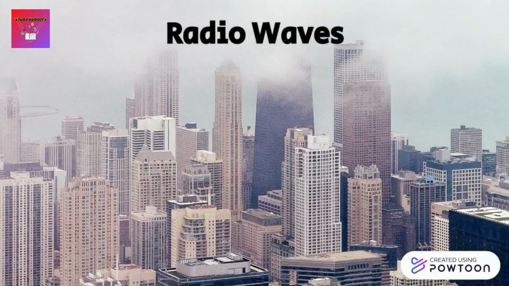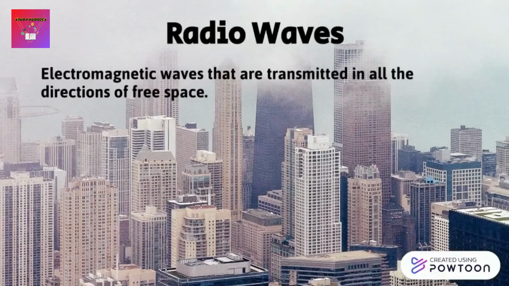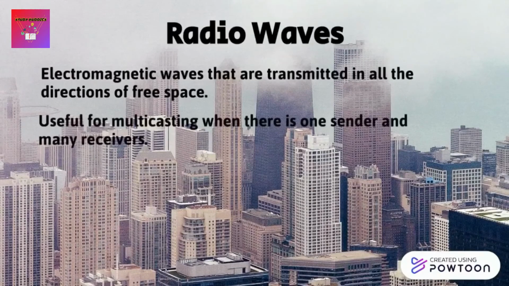There are three types of unguided media. Firstly, let's look at radio waves. Radio waves are the electromagnetic waves that are transmitted in all the directions of free space. Radio frequency spectrum is the part of the electromagnetic spectrum that carries most communication signals. A radio wave is useful for multicasting when there is one sender and many receivers. An example of the radio wave is AM or FM radio, cell phones, and police radio. A radio wave sends data over long distances using a transmitter and a receiver.